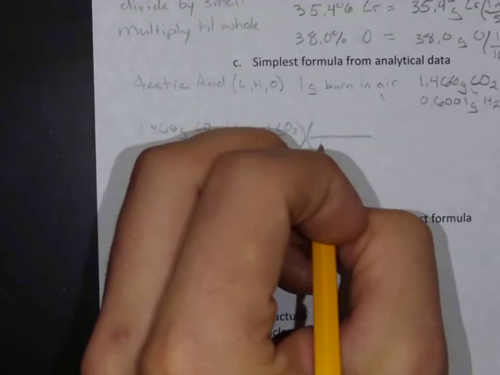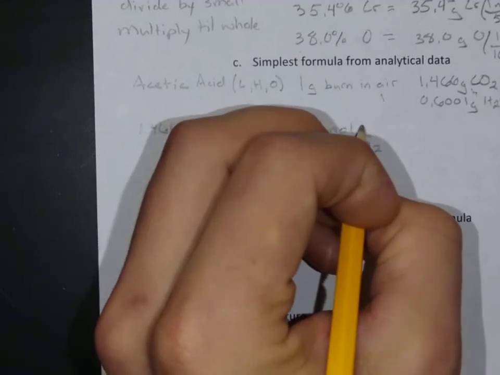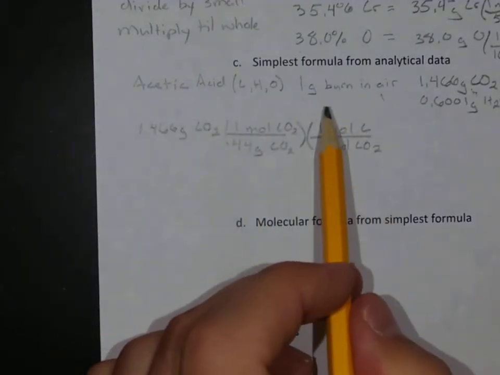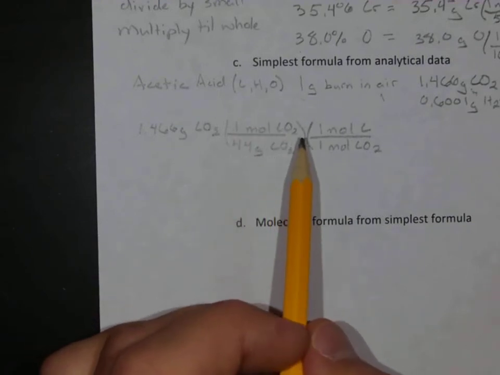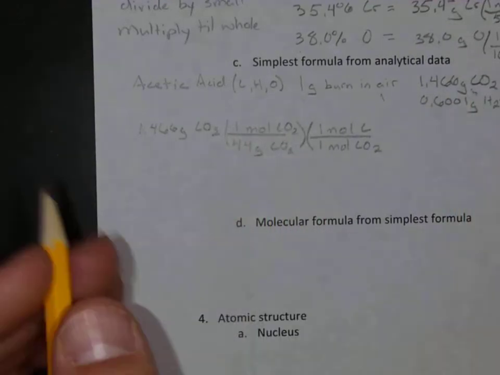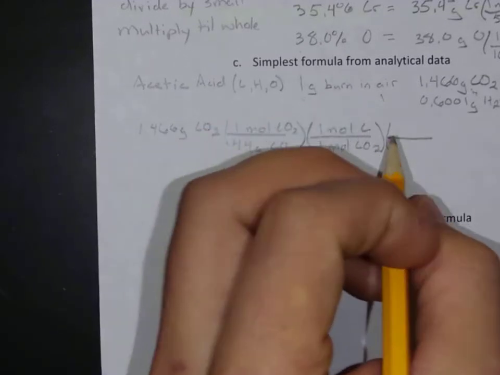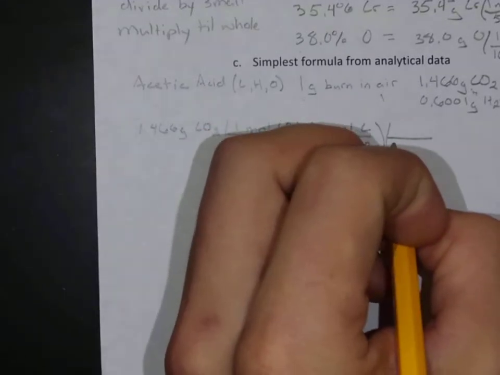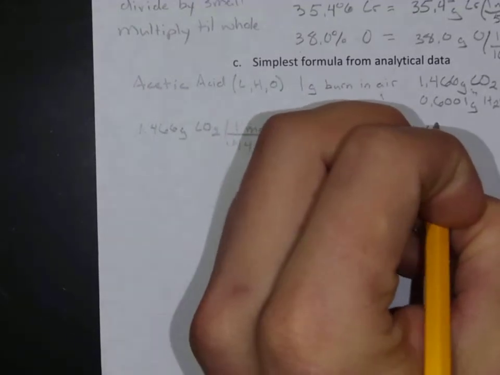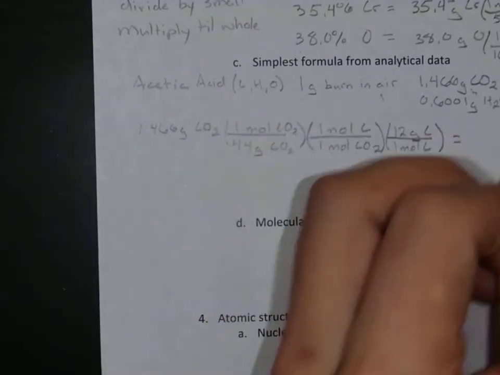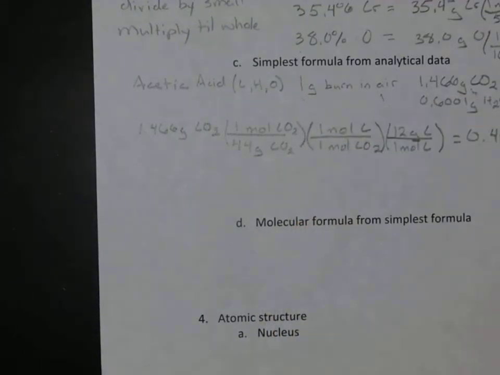I know 1 mole of CO2 is 1 mole of carbon. When I burned it in air, my 1 carbon atom from whatever amount of acetic acid came over here. It's a 1-to-1 ratio. And then I want to know how many grams of carbon I actually had. So 1 mole of carbon is 12 grams of carbon. If I do that calculation, it turns out that I started with 0.400 grams of carbon.